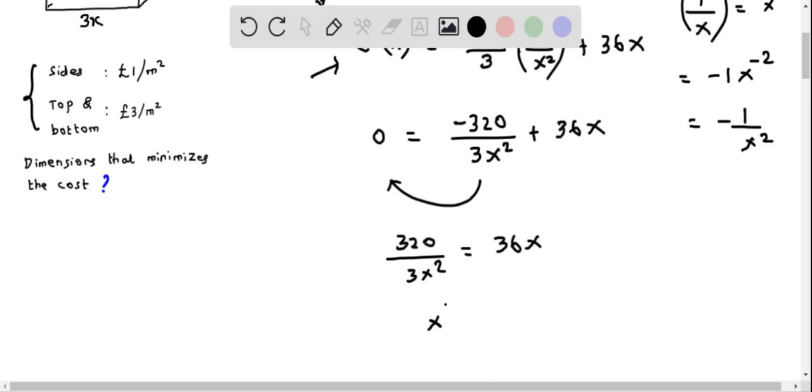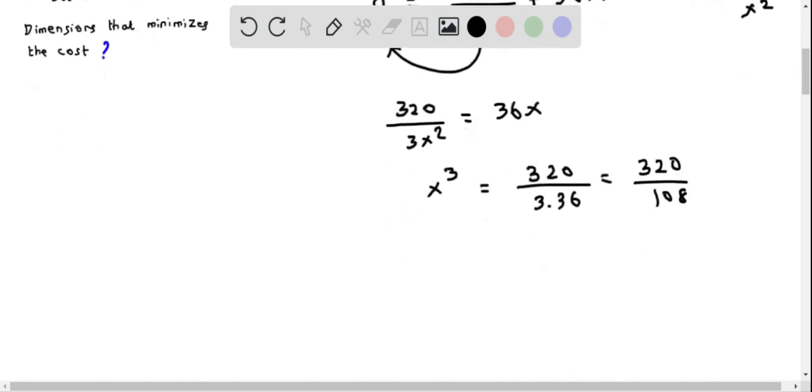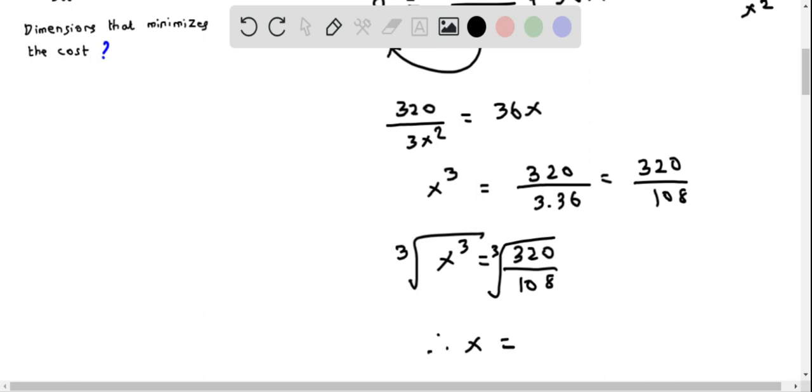So we will get x cubed equals 320 divided by 3 times 36, which equals 320 divided by 108. So we have the equation x cubed equals 320 divided by 108. We then take the cube root on both sides to get the value of x. Plugging this into the calculator, we get the value of x as approximately 1.44. This is in meters.